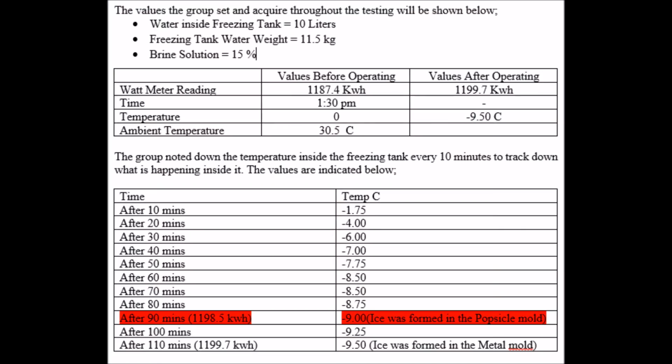So we are done with our experiment. As a summary, the ice was produced first in the plastic mold in only 90 minutes, and in 110 minutes for the metal mold. It was seen in the early minutes that the metal mold seemed to be more efficient than the plastic mold, but as time passed, all the water inside the plastic mold turned to ice faster than the water inside the metal mold. This may be because the plastic mold has more surface area for heat transfer than the metal one.